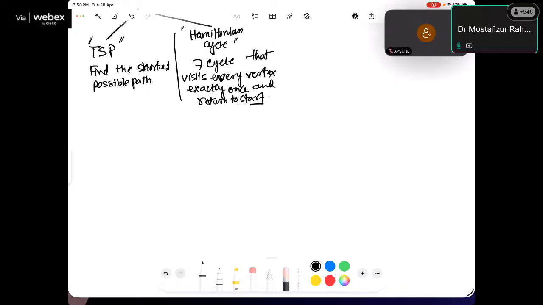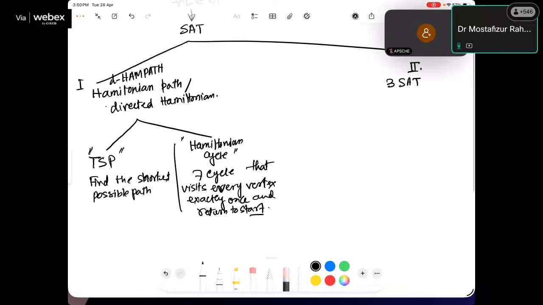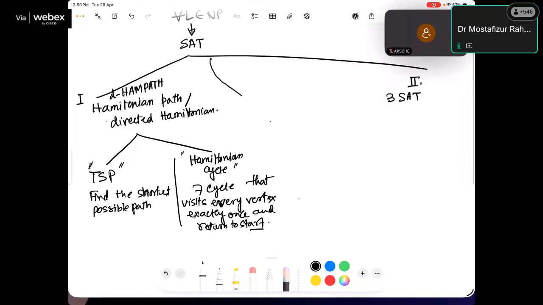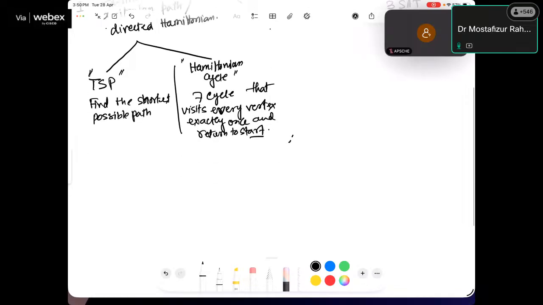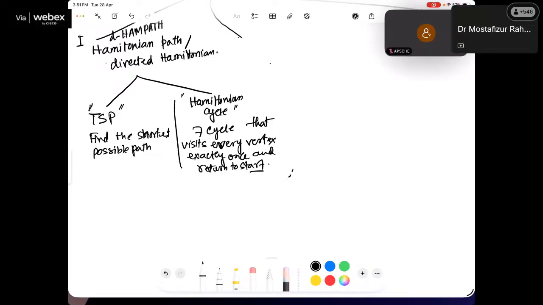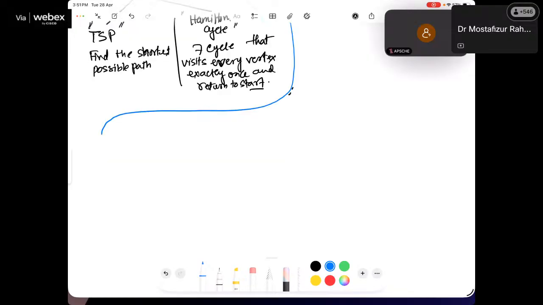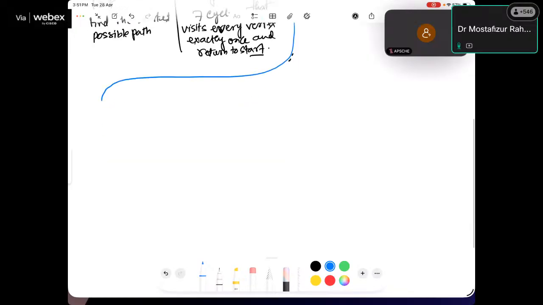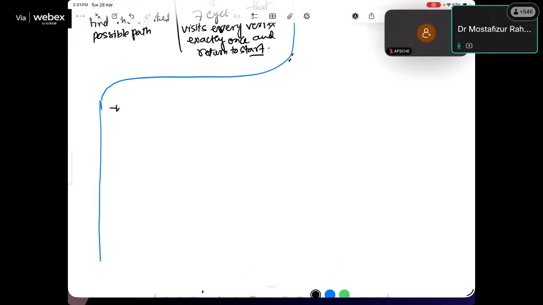Now, another category. Under this SAT problem, let me draw maybe. There are, in fact, three of them I'll discuss. The first one is integer programming.